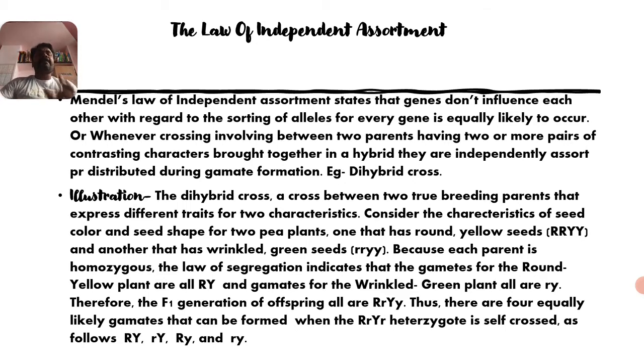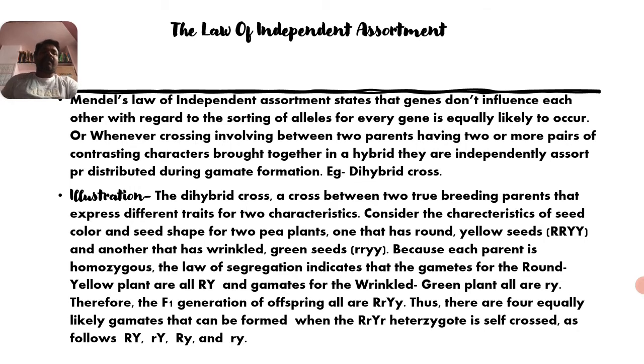For the law of independent assortment, there is one example, the dihybrid cross. I think you know what a dihybrid cross is. A dihybrid cross is a cross between two parents having 2 pairs of contrasting characters. They yield a hybrid, which is called a dihybrid, and the cross is called a dihybrid cross. The illustration of this dihybrid cross is Mendel's law of independent assortment.